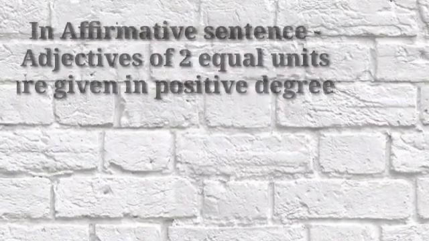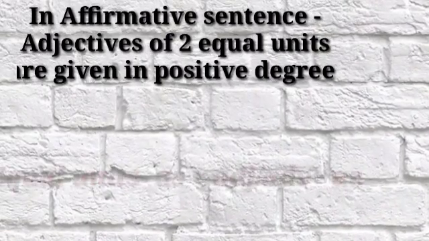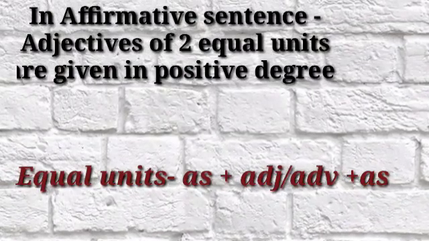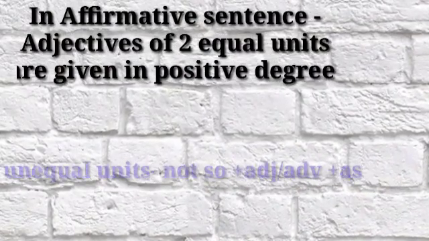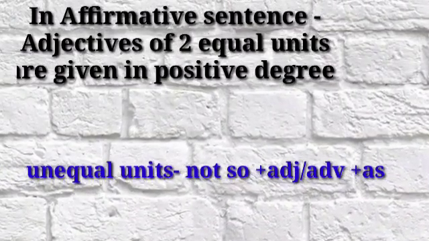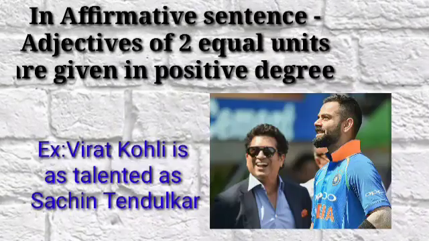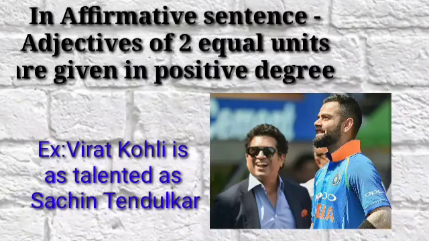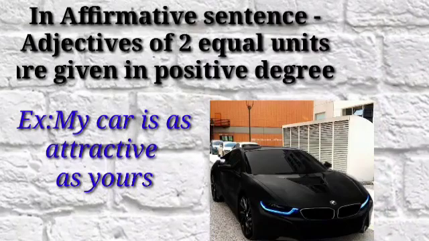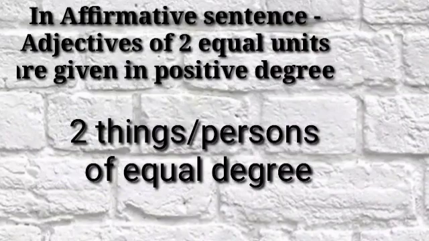The positive degree is also used to compare two units with an equal degree in affirmative sentences by adding as plus adjective or adverb plus as, and an unequal degree in negative sentences by adding not so plus adjective or adverb plus as. For example, Virat Kohli is as talented as Sachin Tendulkar. My car is as attractive as yours. In both the sentences, we discuss about two units of equal degree.